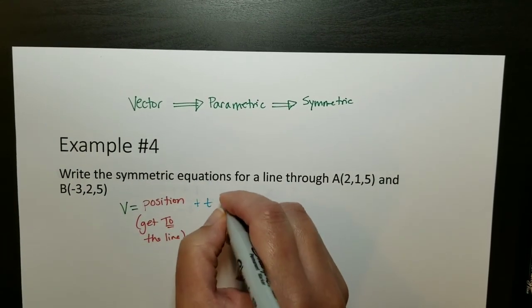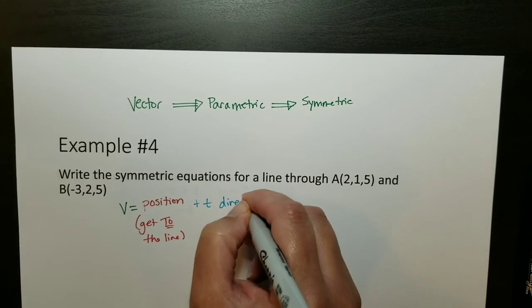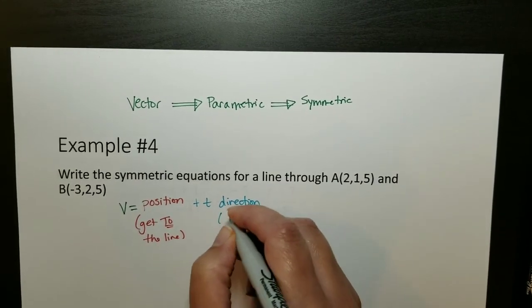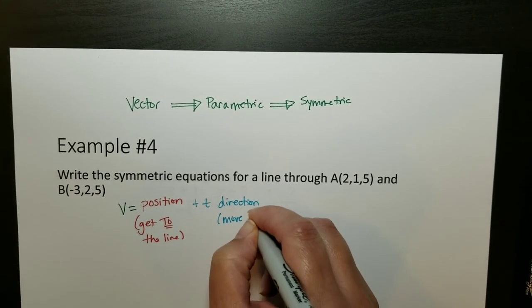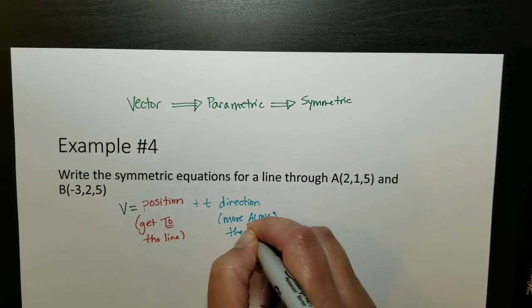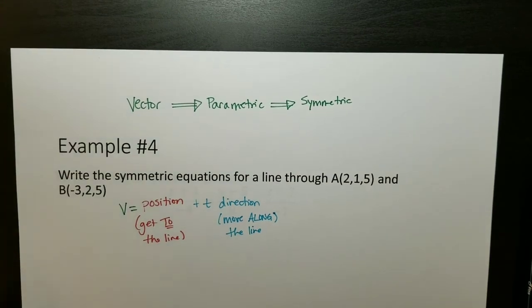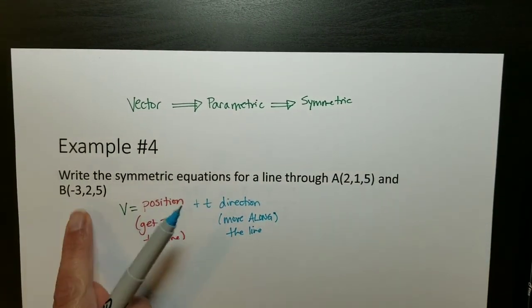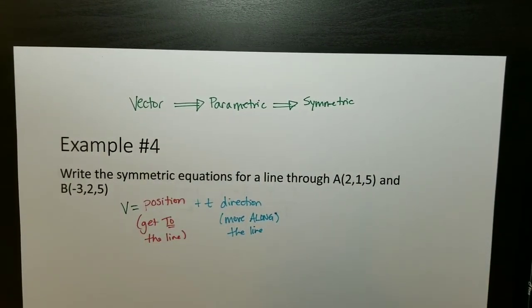Plus t times direction. And the direction is move along the line. So I need a position, which could be either one of these 2 points, and I need a direction.